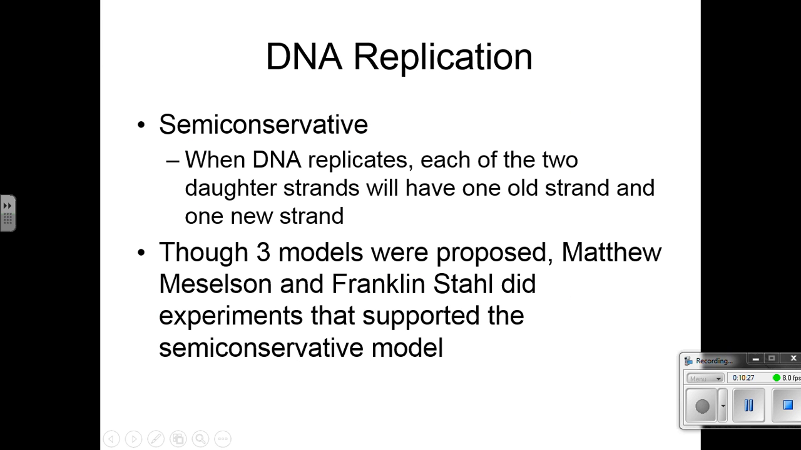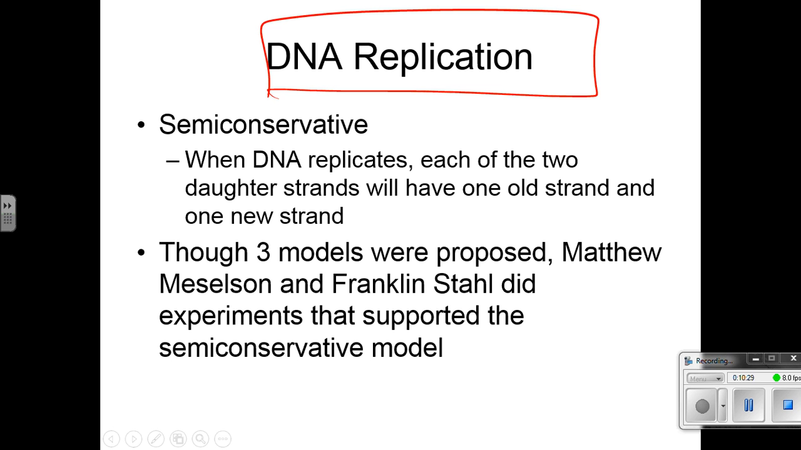Okay, the next topic we're going to talk about is DNA replication. How do we make copies of our DNA? If you remember in the cell cycle, 90% of the cell's life is spent in interphase.